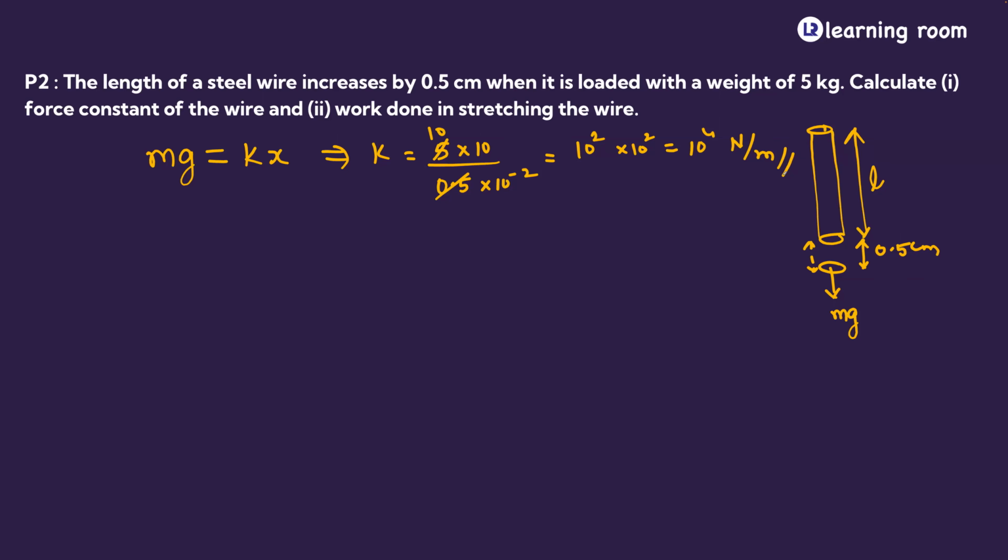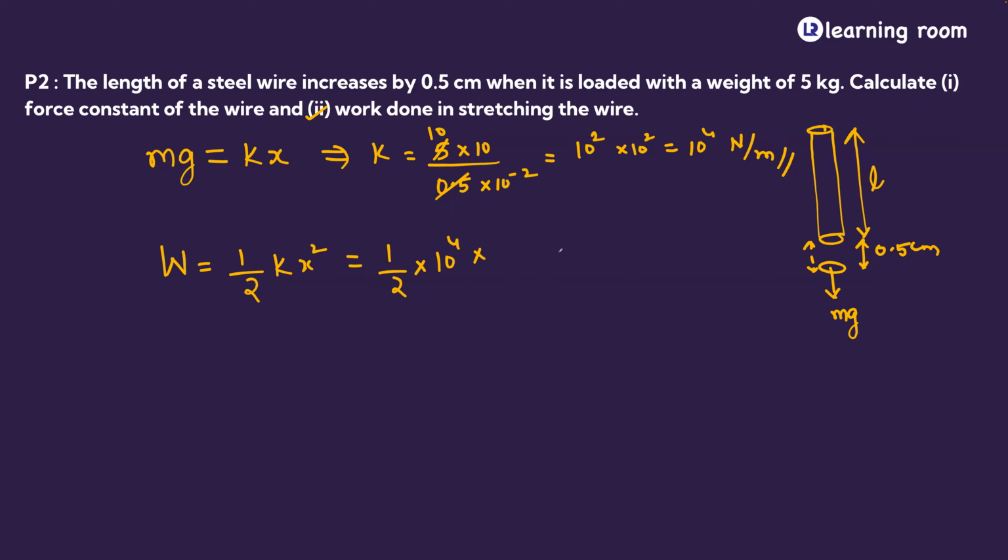So it will be 10 power 4 Newton per meter. Okay. Next is calculate the work done in stretching the wire. For calculating the work done in stretching the wire, work done is equal to half into k x square. So half into the value of k is 10 power 4 into x square is how much?